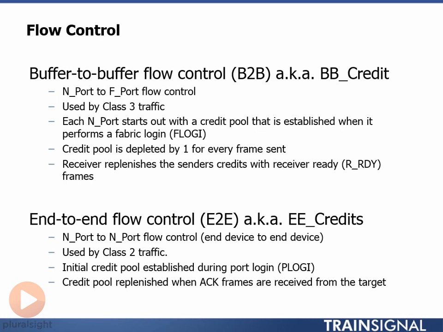And as with buffer-to-buffer credits, an initial pool of credits has to be established so that a device can start sending frames. But whereas buffer-to-buffer credits are initially established as part of the fabric login process, the initial pool of credits in the end-to-end credit system are established during port login, or PLOGI. That is, one N port logging into another N port. And because Class 2 traffic is based on acknowledgements, ACK frames are used to replenish credits. So, as an end port sends a frame, it depletes its credit pool by 1, and upon receipt of an ACK frame, it replenishes its credit pool by 1. It's as simple as that.